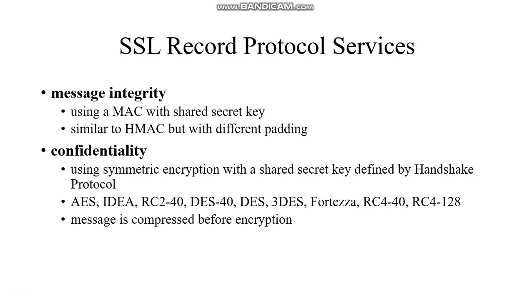And the next concept is the SSL record protocol. It provides two services for SSL connections: one is confidentiality, another one is integrity. For integrity, the handshake protocol defines a shared secret key that is used to form the MAC, the message authentication code. And the next one is confidentiality. The handshake protocol defines a shared secret key that is used for conventional encryption of the SSL payload.